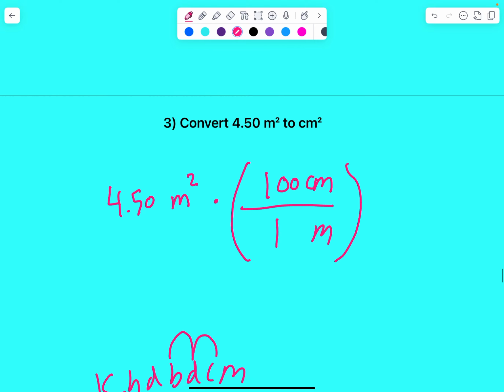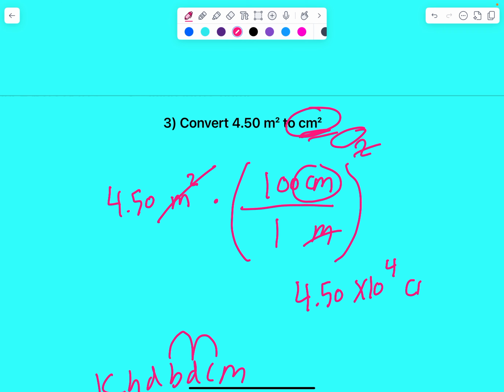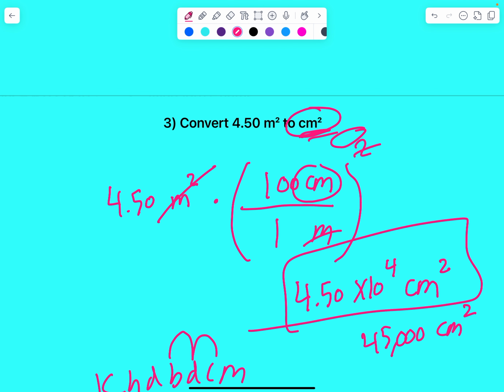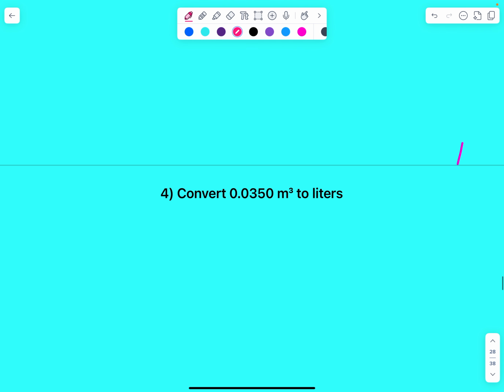So I have meters with centimeters, but it's squared, so I'm going to square the whole thing. Now it's meters squared with centimeters squared. So meters squared cancels out with this meters squared, and I still have centimeters raised to the second, which is this. So I'm going to do 4.50 times 100 squared, and you're going to get 4.50 times 10 to the 4th centimeters squared. And the answer would be 45,000 centimeters squared. That's your answer. That's how you would do that.